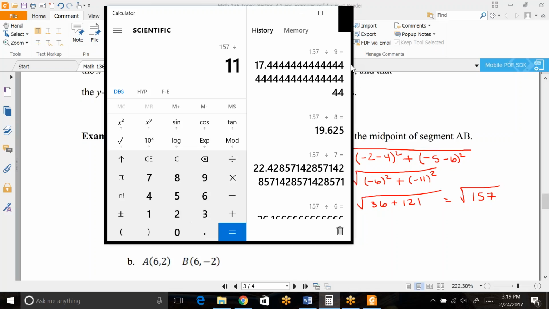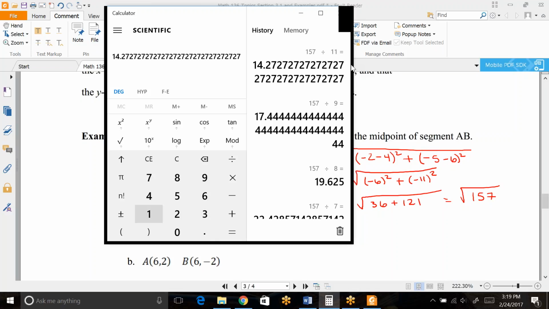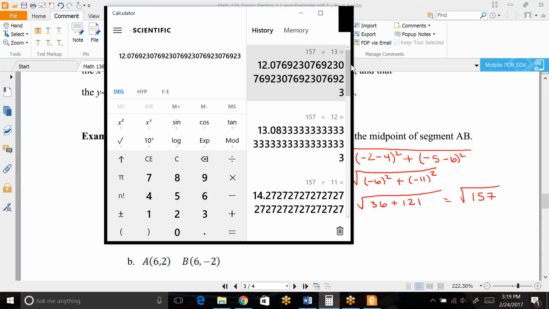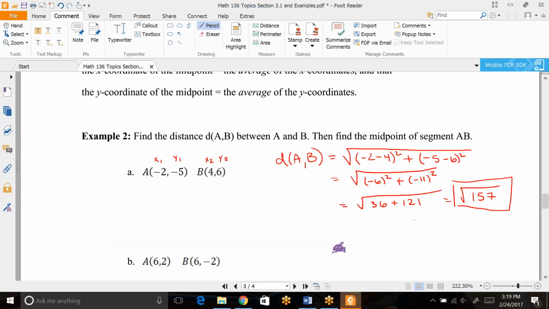Let's try 11. That's 14 point something, so not divisible by 12. And I think this will be my last round, because as soon as I divide by 13, I get a smaller part for the answer. And notice nothing went in evenly. It was all a bunch of decimals. So this is reduced. Okay, so for that one, that's the distance.